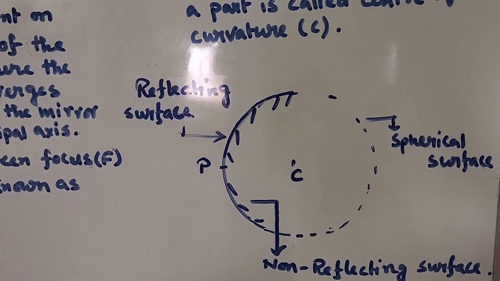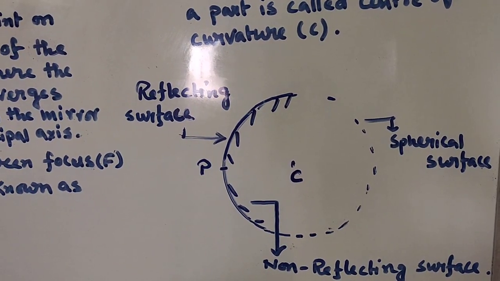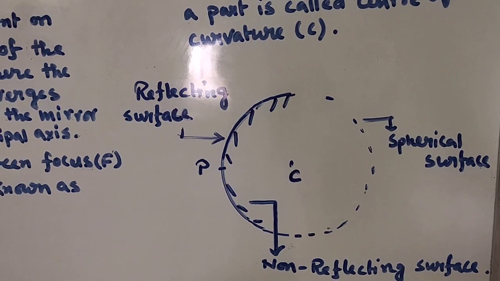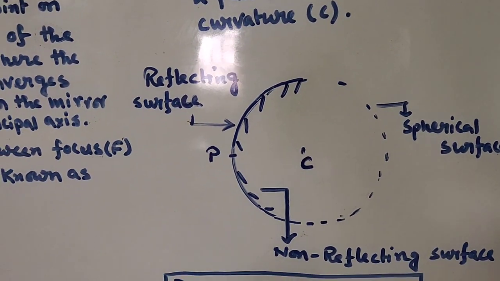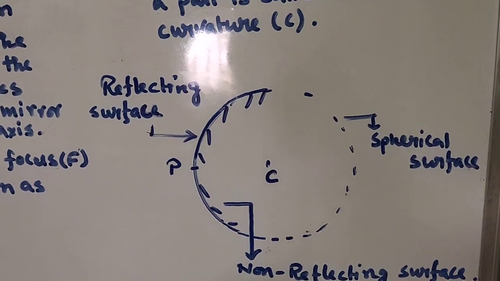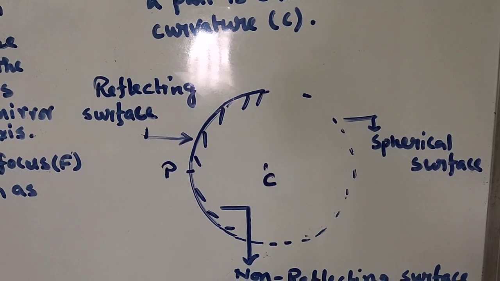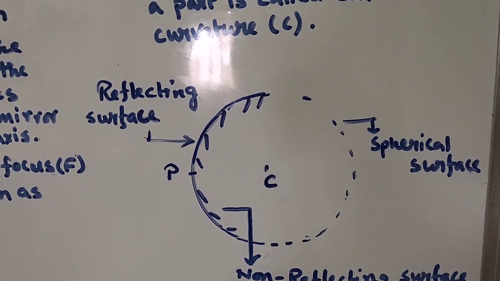Now here in the diagram we have shown the convex mirror, and P is the midpoint of this reflecting surface. The reflecting surface is outward and the non-reflecting surface is inward in the case of a convex mirror. So P is a point which we define as the pole, and P is the midpoint of this reflecting surface.